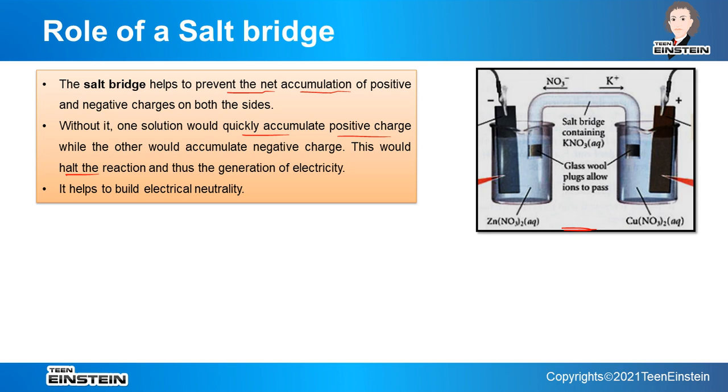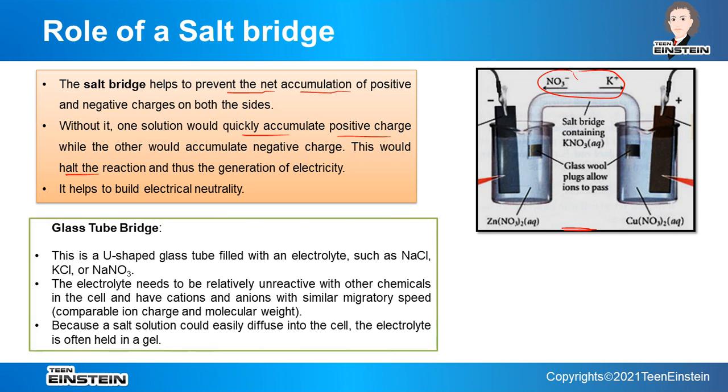That is the second connection. It helps to build electrical neutrality. Here we have taken KNO3, but other examples are also there. Two types of salt bridge may be there. The picture that you are seeing here is the glass tube bridge, so it is made of glass.